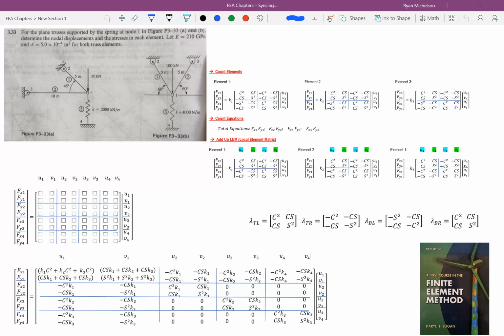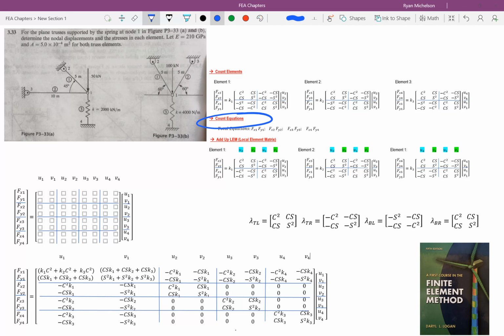Okay, so in this problem, we're going to be finding displacements and stresses. Now, the first thing we do is count our elements. Element 1 is represented right here. Element 2 is represented here. Element 3 is represented here.